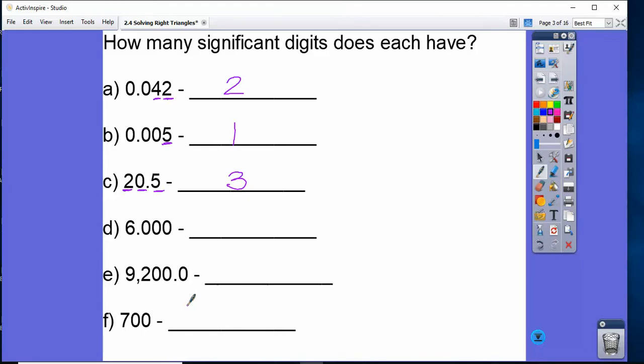On D, as long as you have a decimal, you do count zeros that come after. So this would be 4. 9,200.0, that would be 5. But if I say 700, that's only 1 because there's not a decimal. We only use the first non-zero digit. Okay. Do you guys understand how we are counting those?